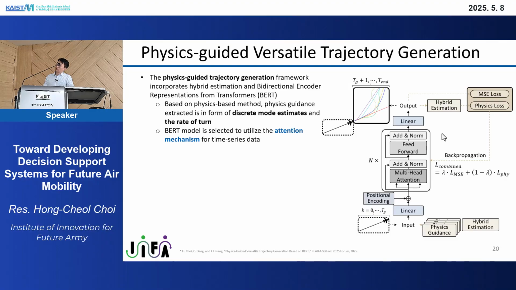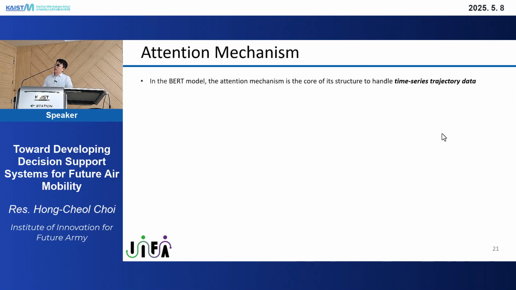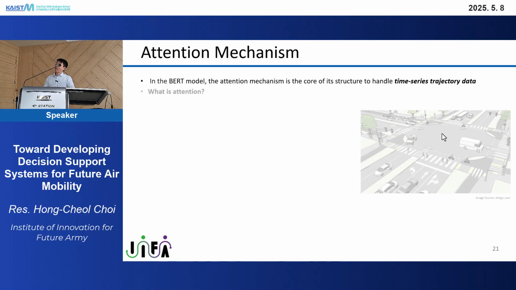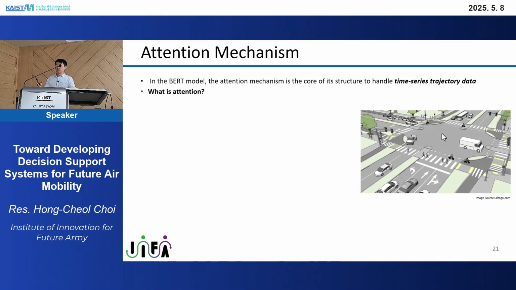And this BERT model actually utilized the attention mechanism. You may know this attention mechanism. This is the core part of this BERT model, and it is really useful to handle time series trajectory data. And then we can ask the question: so what is attention?